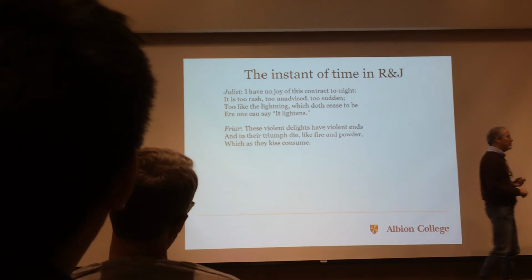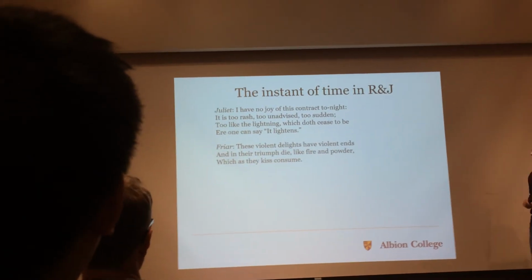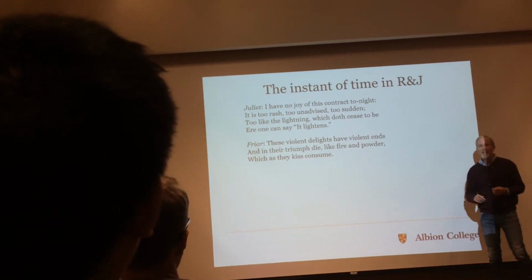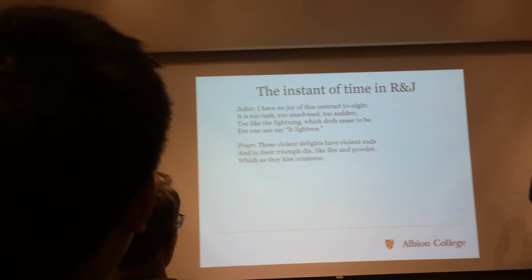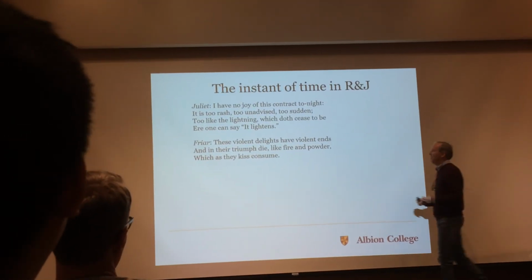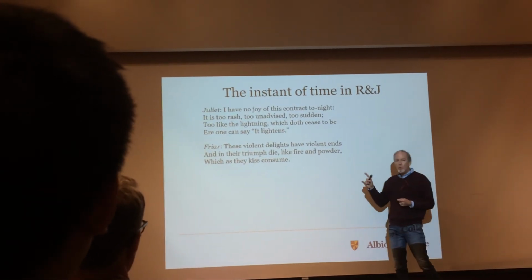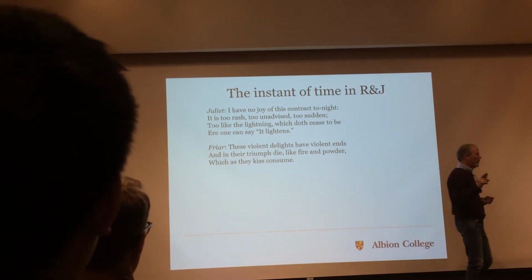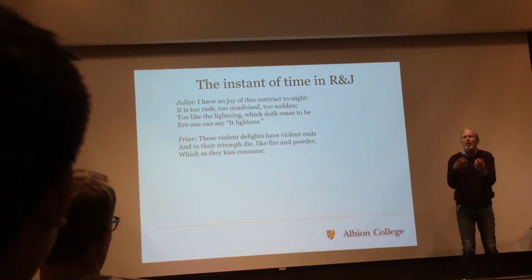He is advising. He's trying to calm Romeo down and really tell him, you shouldn't be behaving this way. He says, these violent delights have violent ends, which, by the way, is a famous line in the TV series Westworld. I don't know if you watched it. These violent delights have violent ends, and in their triumph die like fire and powder, which as they kiss consume. Again, this idea that if it begins in an instant, it might end awfully quickly as well.